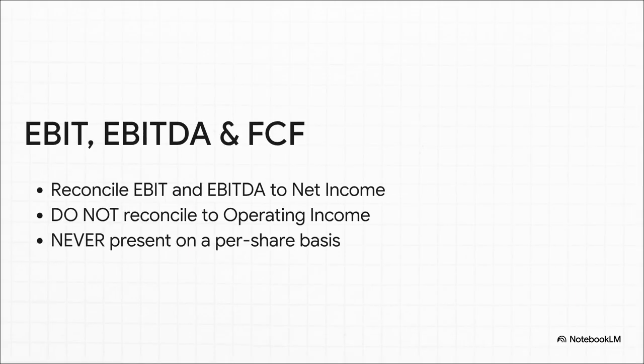Now, dial in and pay close attention here because these are massive, massive exam traps regarding specific disclosures. If you see EBIT or EBITDA on test day, you have to remember that the SEC dictates they must be reconciled specifically to net income. It is absolutely not appropriate to reconcile them to operating income. Do not fall for that. Furthermore, EBIT, EBITDA, and free cash flow must never, ever be presented on a per-share basis. That is a hard, unbreakable rule.